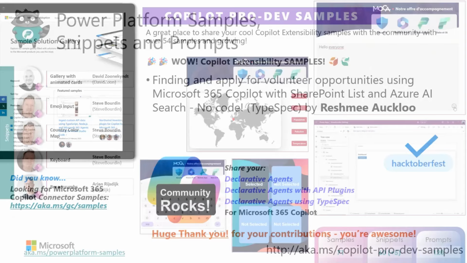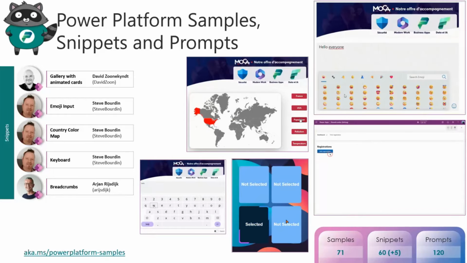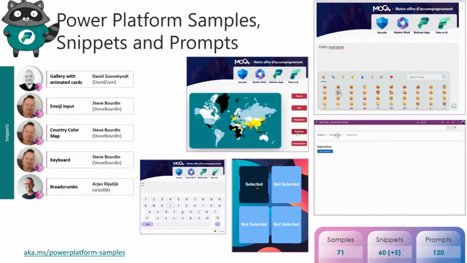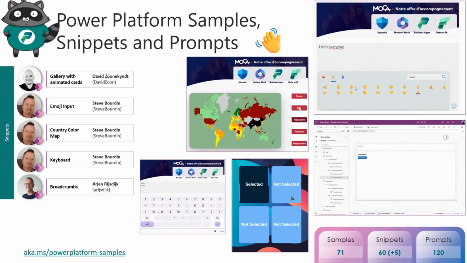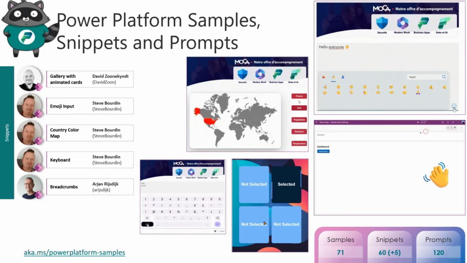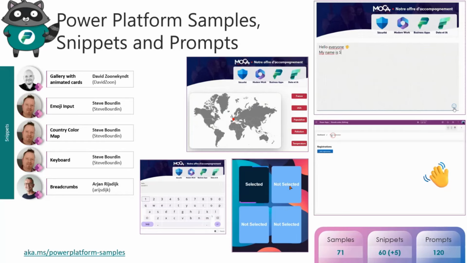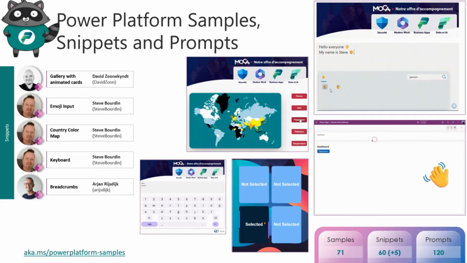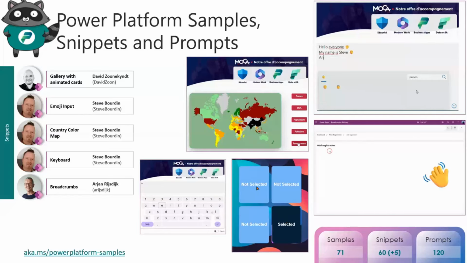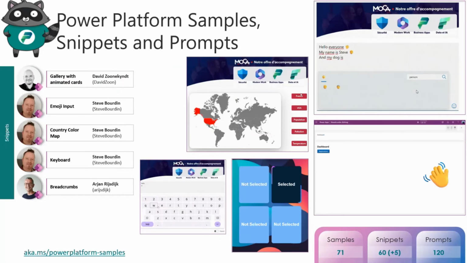And then also our Power Platform samples, snippets, and prompts. So we currently have 71 samples, 60 snippets, 120 prompts. We got some amazing snippets coming in from David, Steve, and Erjan. So thank you all for these variety of snippets. Snippets are a great way to showcase different ways in which you can utilize content and controls within Power Apps. It's a great modular way of sharing those controls in a way that is super lightweight and liquid and modular and movable. So a great way. All right.